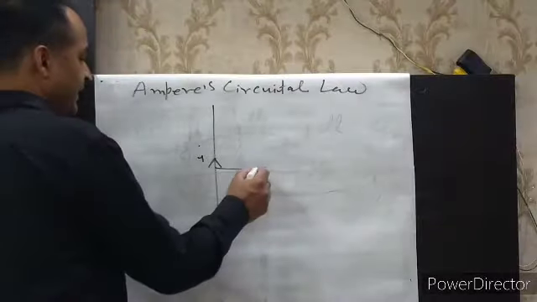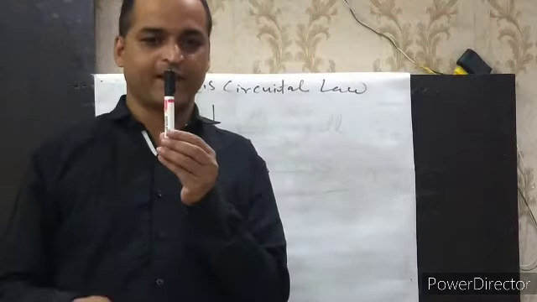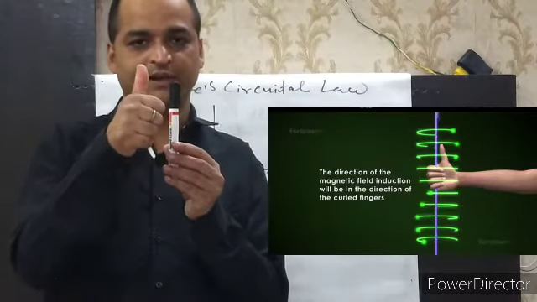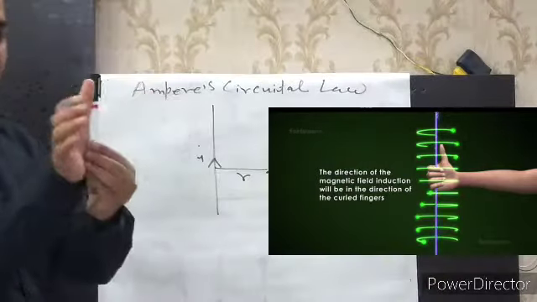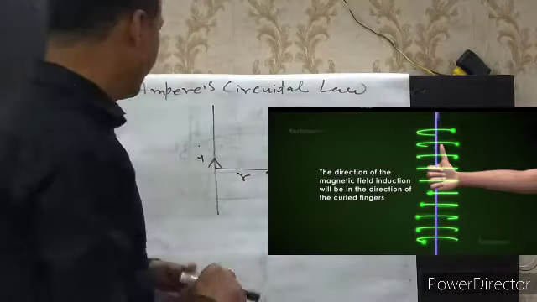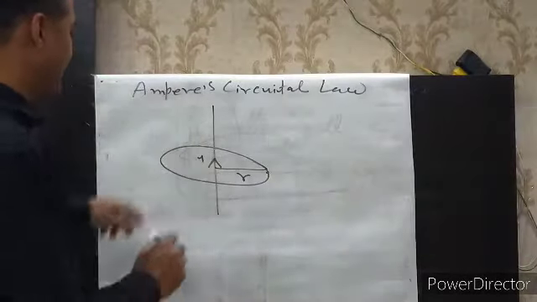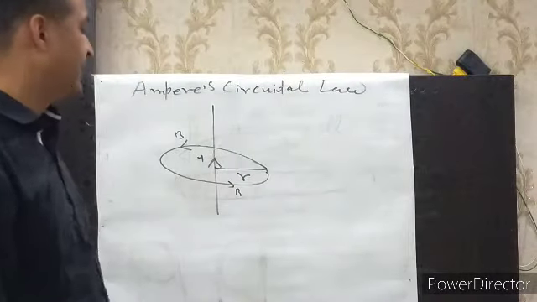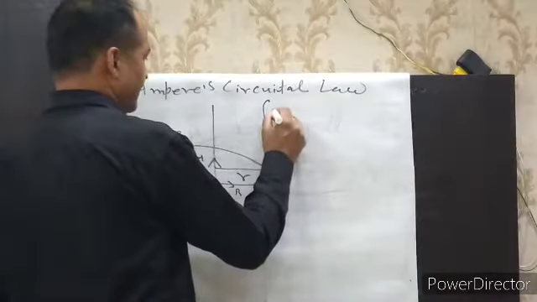The magnetic field around the straight wire is a circular loop. To find the direction, we place our thumb along the direction of current, and the fingers curl around the straight wire like this, forming a circular loop. Then the magnetic field around the loop at distance r will be like this. So this is the direction of magnetic field. Clear?